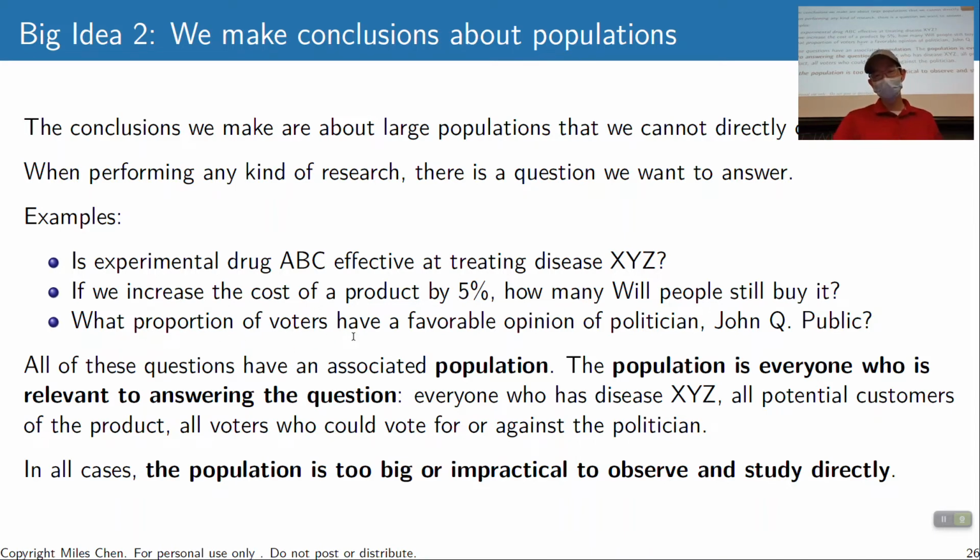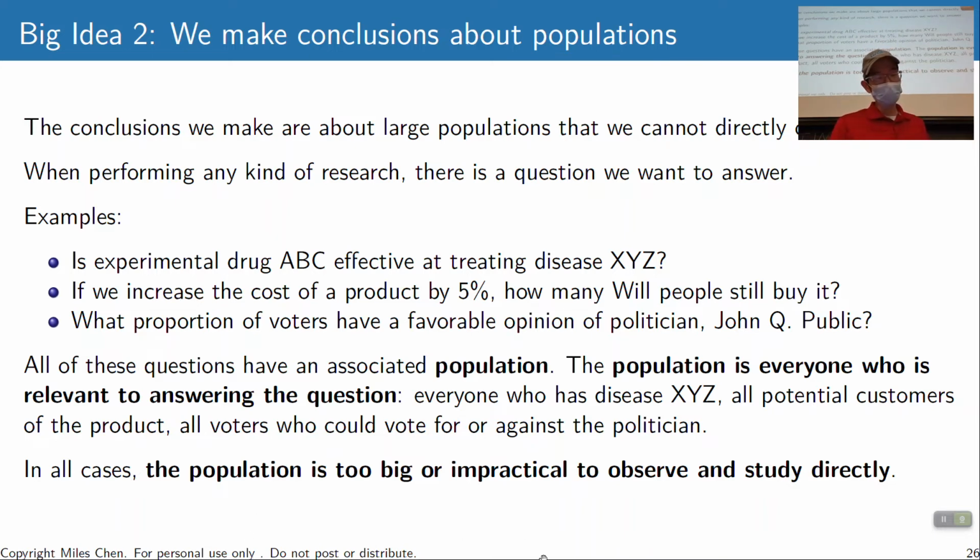What proportion of voters have a favorable opinion of some politician? John Q. Public, okay? Somebody's running for office. We've got midterm elections coming up. Who's going to vote for who? That's always a question. And the population there would be all of the voters, right? All voters who could vote for or against the politician. So if it's a senator from a U.S. state, it would be everybody in their jurisdiction, right?